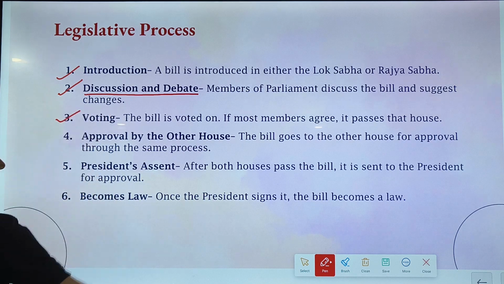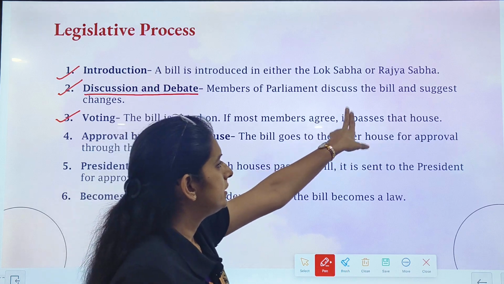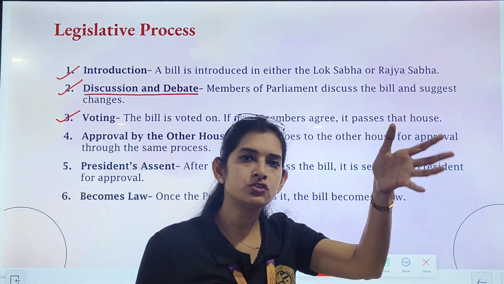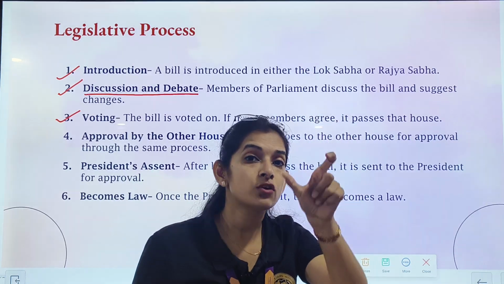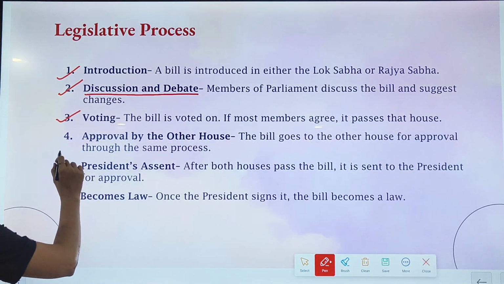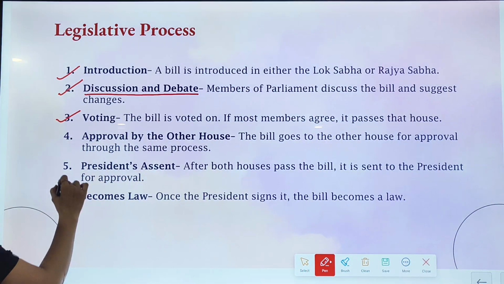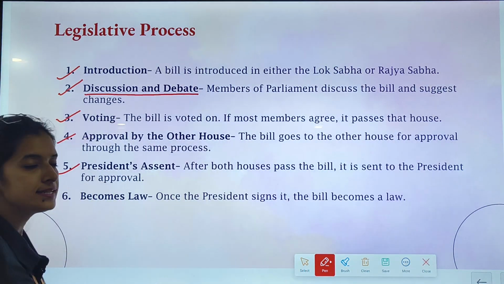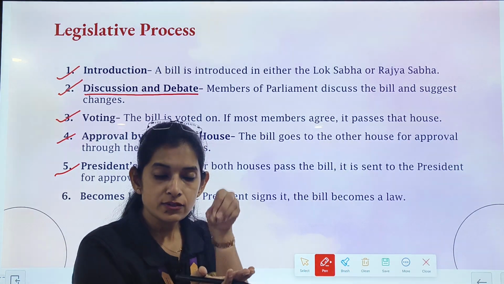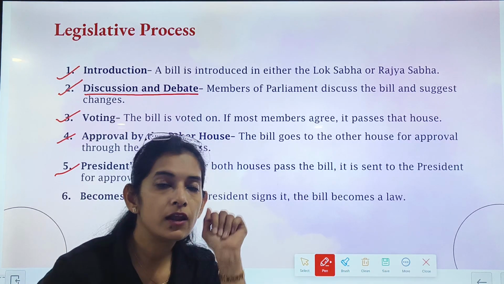Third, votings are done. The bill is voted on, and if most members agree, it passes that house. That is, if the bill is getting two-third majority votes, then the bill is passed to the next house. Approval is given by the other house and then it goes to the president. As soon as the president signs that bill, it immediately becomes a law.